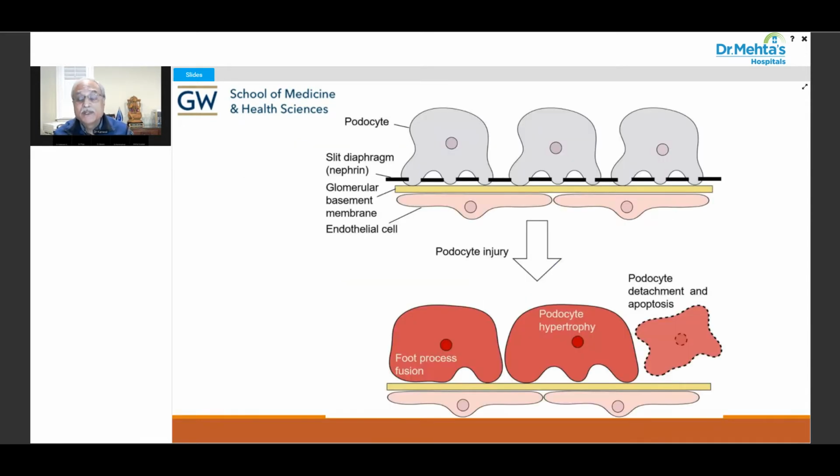What type of injury response should we expect? There are three different variants of response. One would be foot process fusion. That's probably the most benign response of podocyte injury. The second one is podocyte hypertrophy and swelling. And lastly, the most devastating one would be podocyte detachment and apoptosis, therefore losing podocytes from the glomerular basement membrane. So I guess this is a gradation of the types of injuries that we might see.